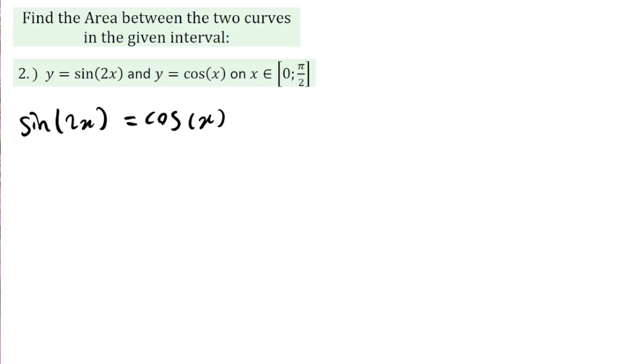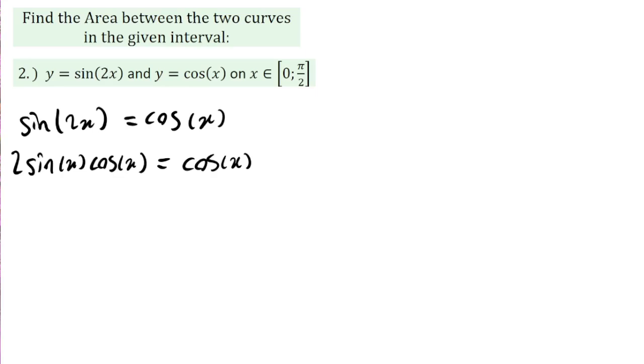Okay. And then what we're going to do here, we know that sine of 2x can actually be rewritten as 2 times sine x times cosine x, which is equal to cosine x. Okay. And from here, what are we going to do? We are not going to divide both sides by cosine x, because if we divide both sides by cosine x, it could be equal to 0 in that interval, or just anywhere else. So it would be unnecessary to even divide both sides by cosine x.